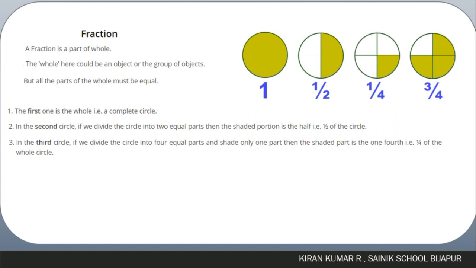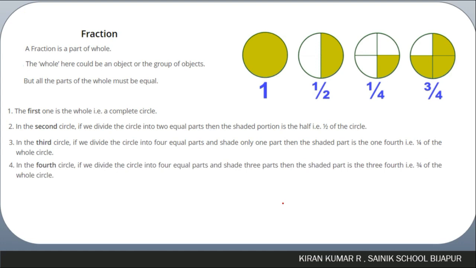In the third circle, if we divide the circle into four equal parts and shade only one part, then the shaded part is 1/4 of the circle. In the fourth circle, if we divide the circle into four equal parts and shade three of its parts, then the shaded part is 3/4 of a whole circle.